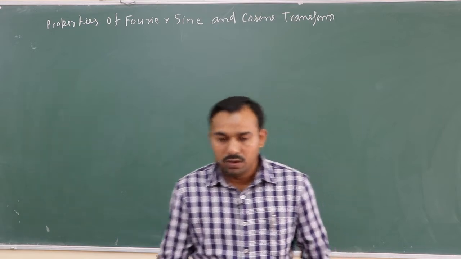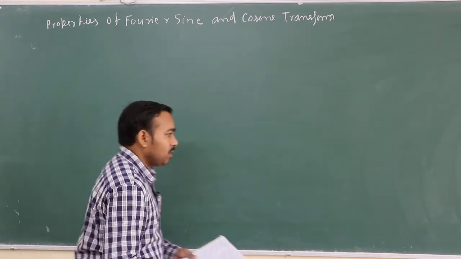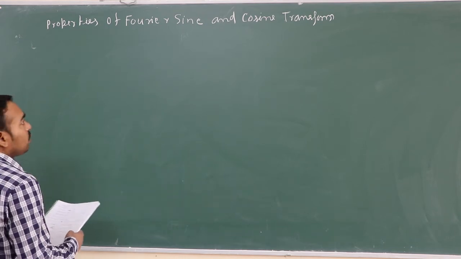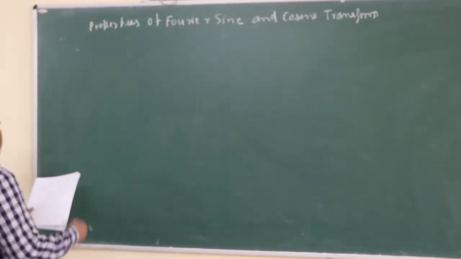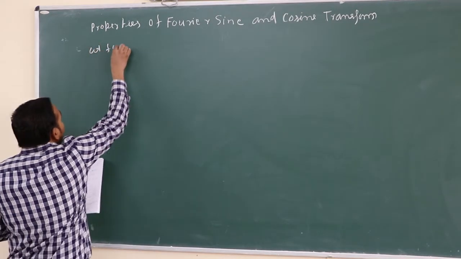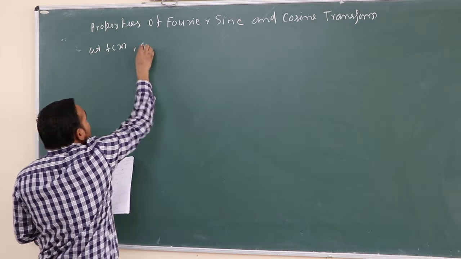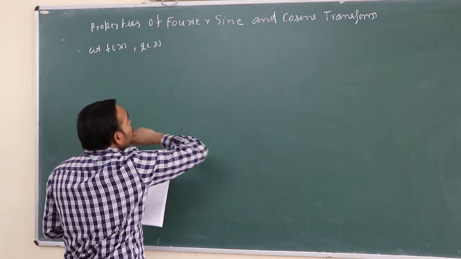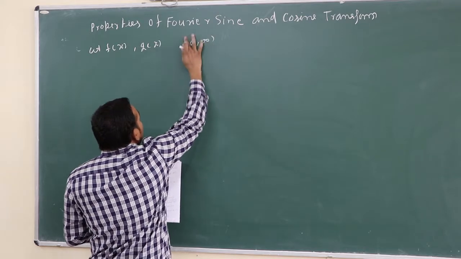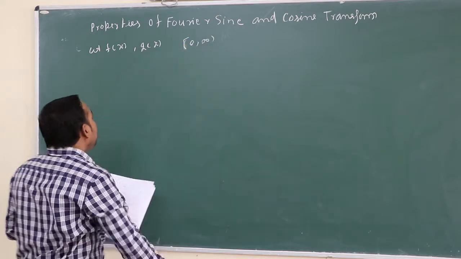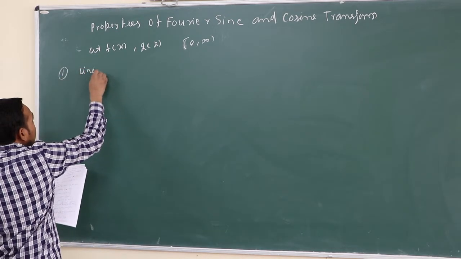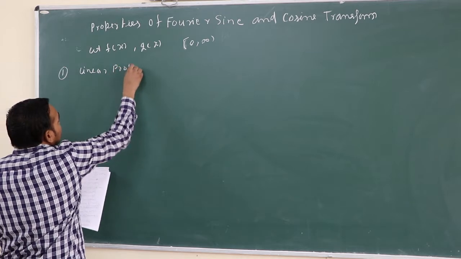So let's start the properties of Fourier cosine and Fourier sine transform. Let f of x and g of x be two functions defined in the interval 0 to infinity. Then the first property is the linear property.